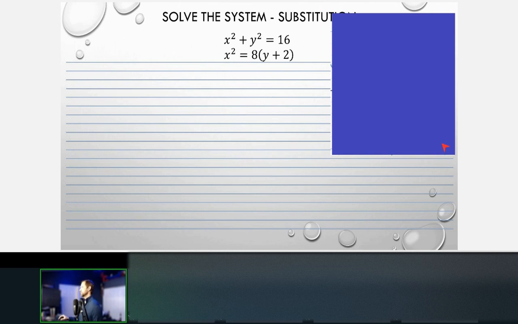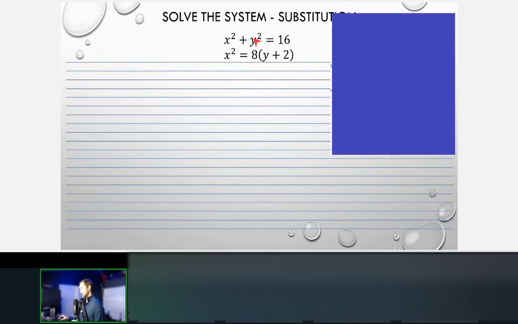It is a circle. Yes, it is a circle. We know it's a circle because of a couple of things. For one, we have x squared and we have y squared. They are both positive. So because of that, it's either going to be a circle or an ellipse.